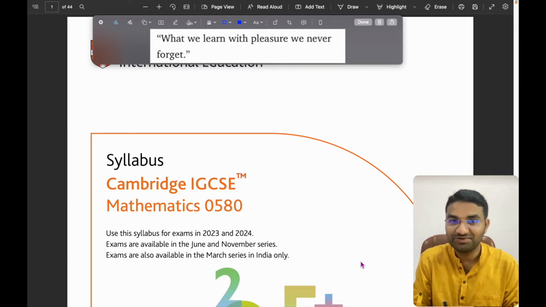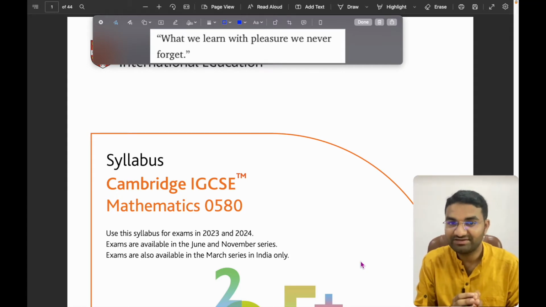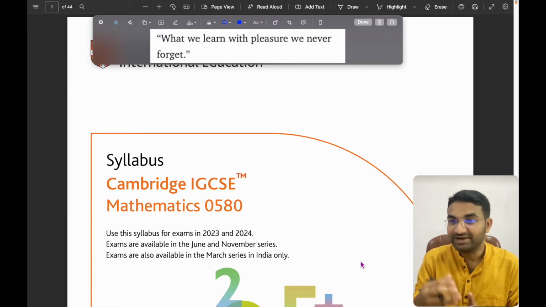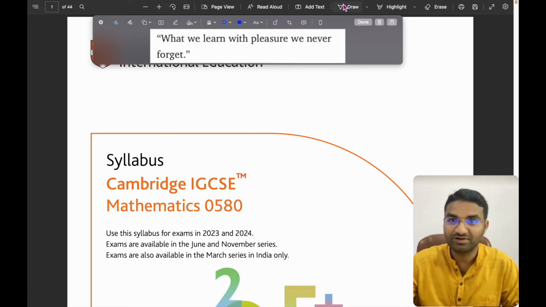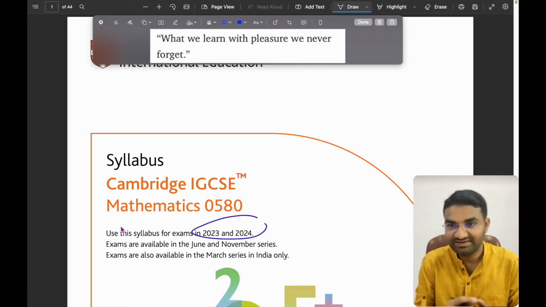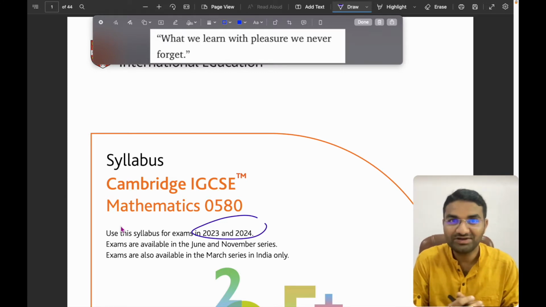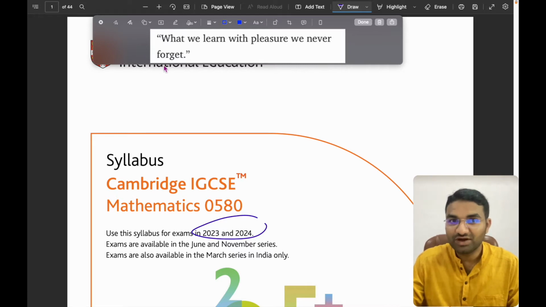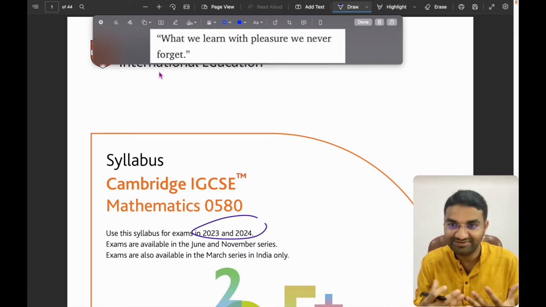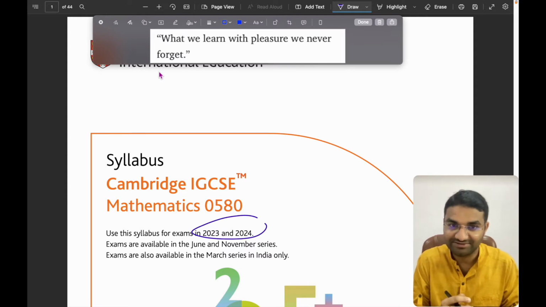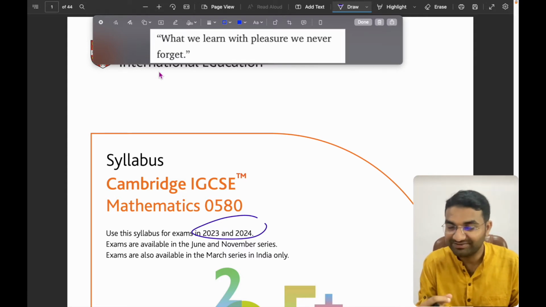So today we have to discuss the IGCSE syllabus for 2023-2024 basically. So yes, we will start with a very simple quote: what we learn with pleasure we never forget, meaning whatever we learn with happiness or enthusiasm, we will never ever forget. Fine. So learn with interest.